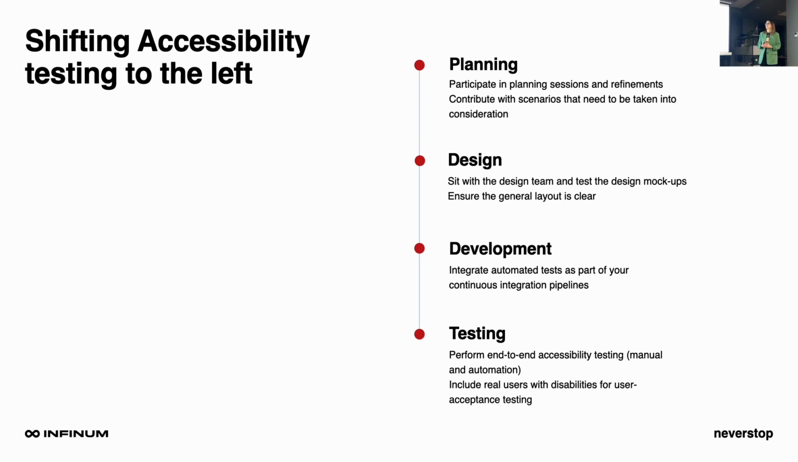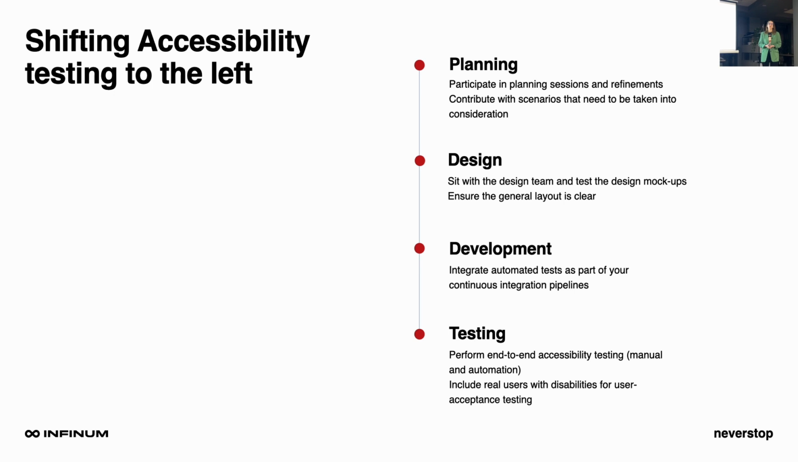What is important is to shift accessibility testing to the left, so not to do it at the end when the product is already developed. You have to incorporate it from the very beginning. That's the easiest and cheapest way.